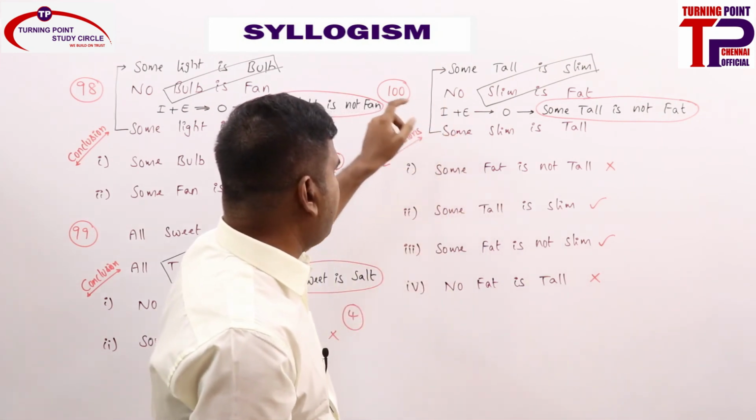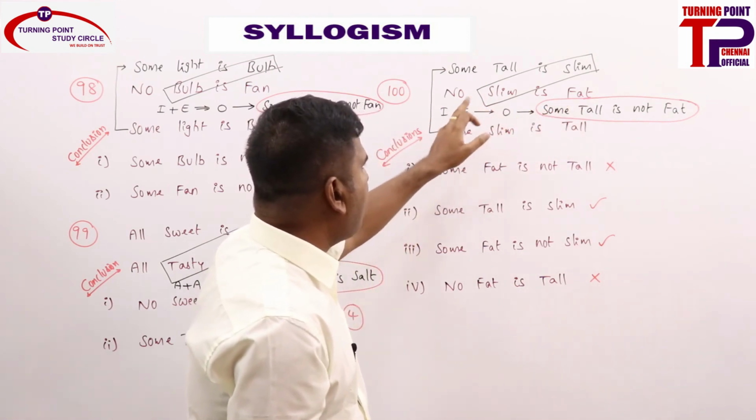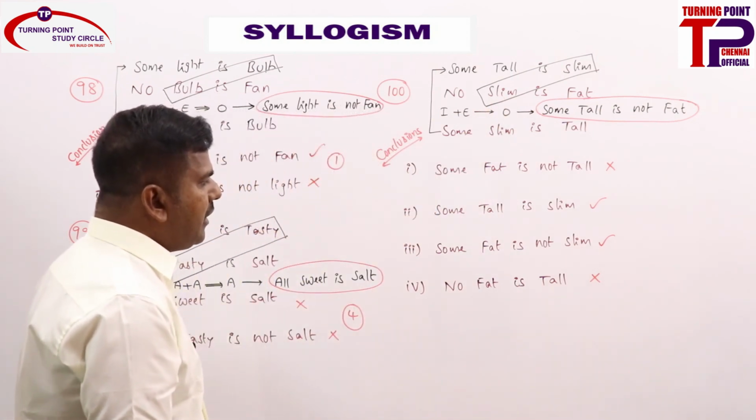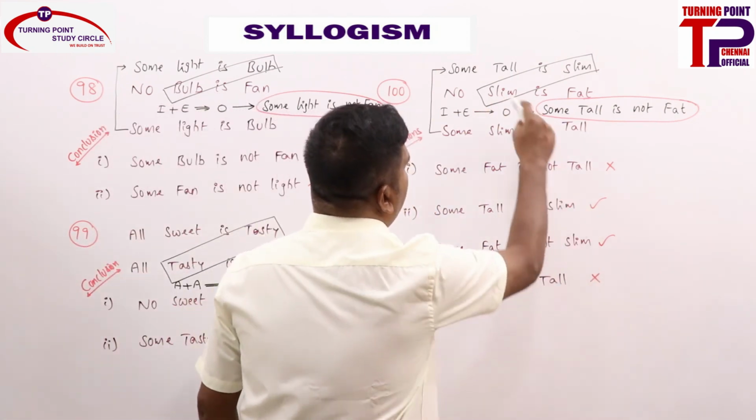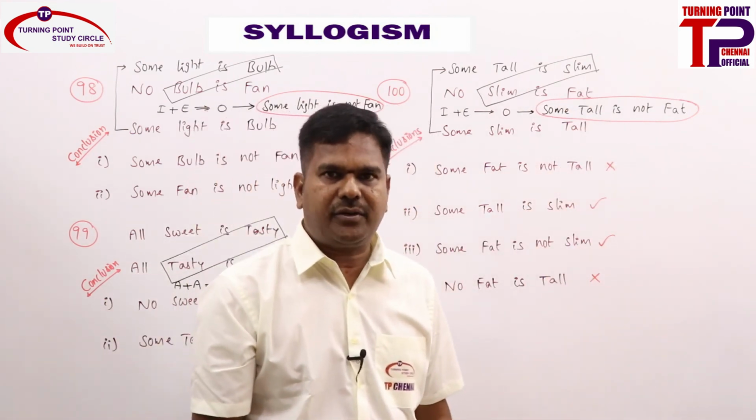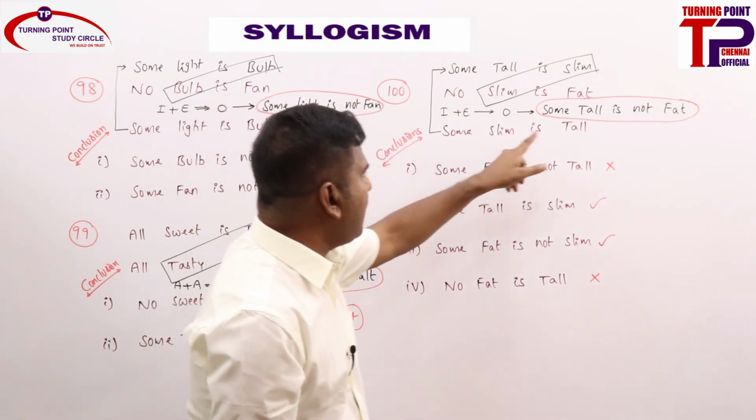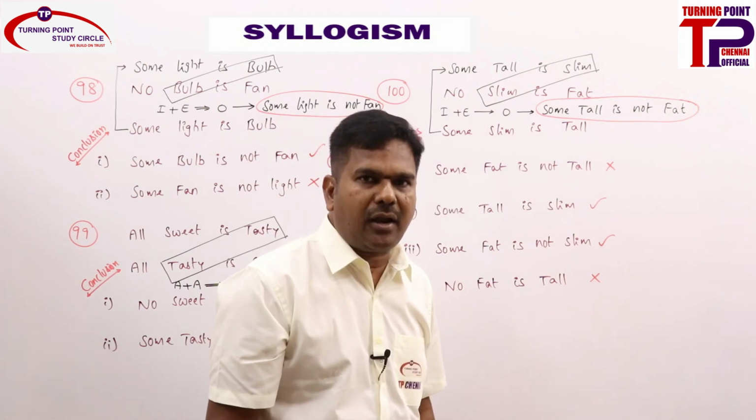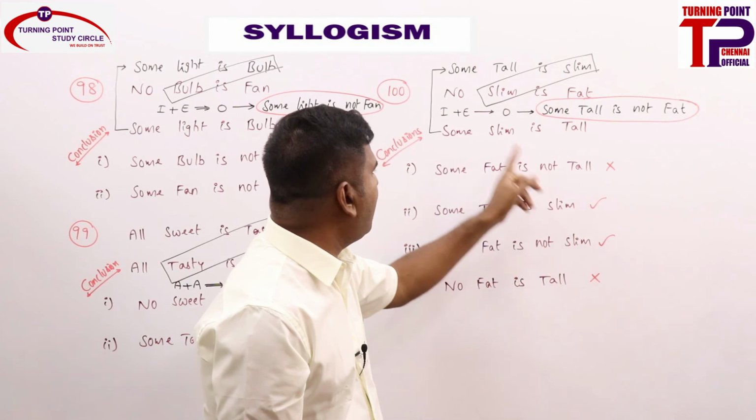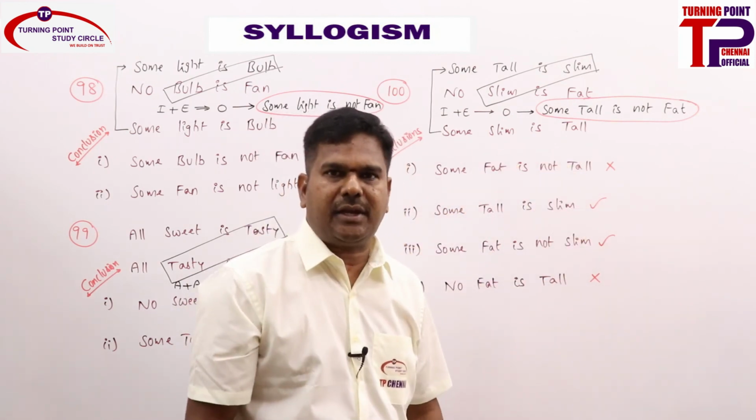Immediate inferences. First statement, no slim is fat can be converted as no fat is slim, or some slim is not fat, or some fat is not slim. Is it there? Some fat is not slim. So it is there from the first statement. Directly the third conclusion follows. Consider the second statement: no slim is tall can be converted as some tall is slim. Is it there? Yes, some tall is slim. The second conclusion directly follows from the second statement.